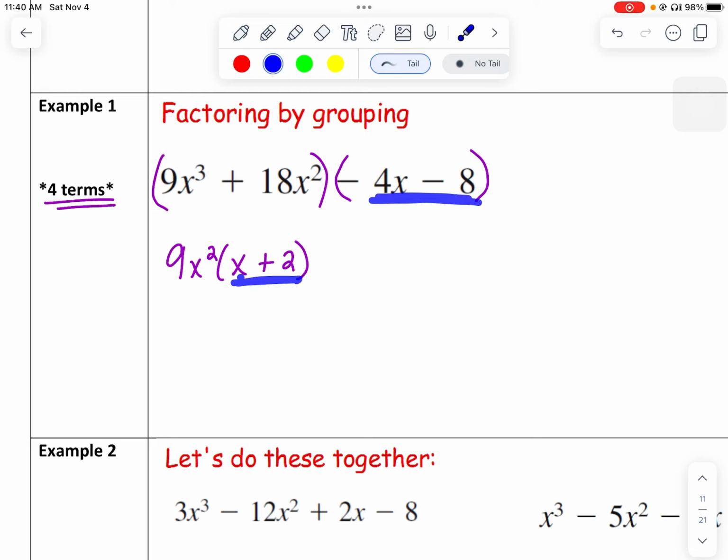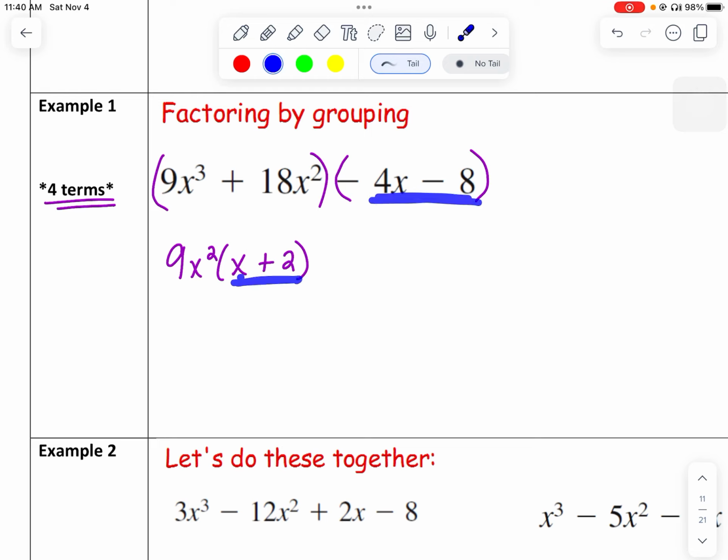Now I have two terms right here and right here, because terms are separated by addition or subtraction. These two terms have an x plus 2 in common. So I'm going to factor out an x plus 2. And when I do that, what's left here is a 9x squared and a minus 4.